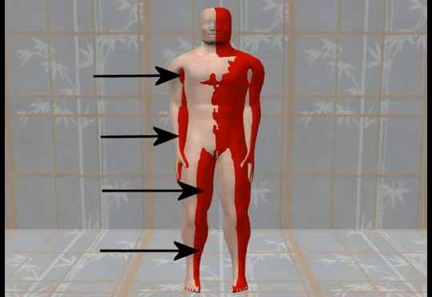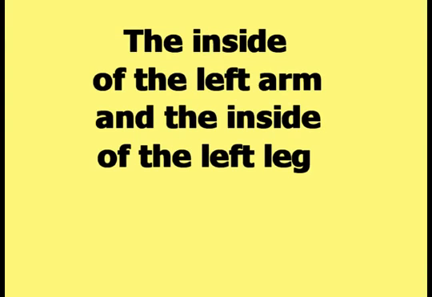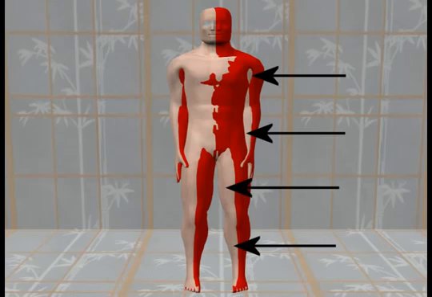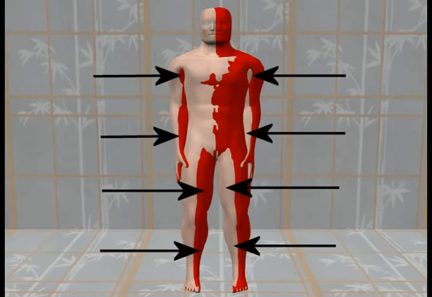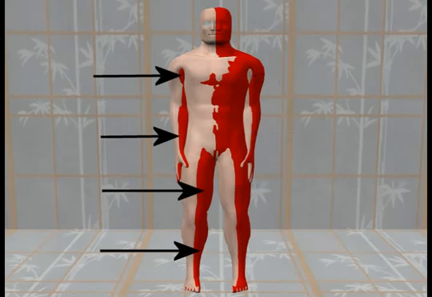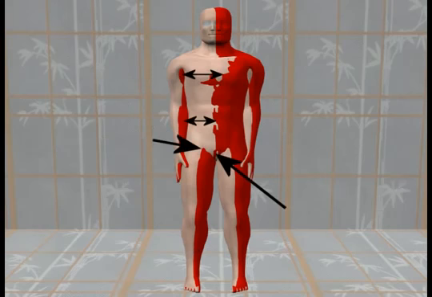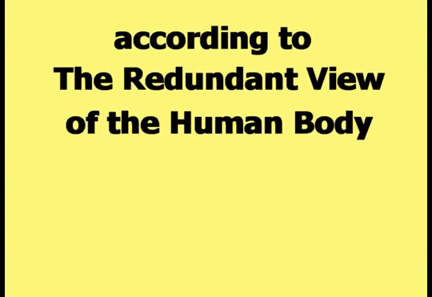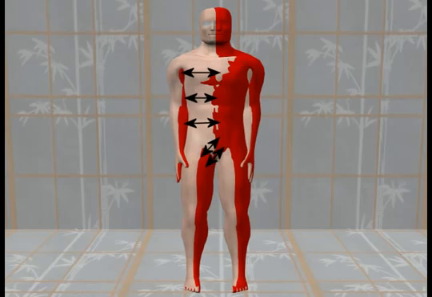The inside of the right arm and the inside of the right leg display the red color of the red component body. The inside of the left arm and the inside of the left leg display the flesh color of the flesh-colored component body. These areas represent the redundant connections of the merged human body. Even though the red-colored inside of the right arm and inside of the right leg are separated from the majority red-colored left side of the body, according to the redundant view of the human body, those areas of the merged body are connected to each other through the inside of the body.